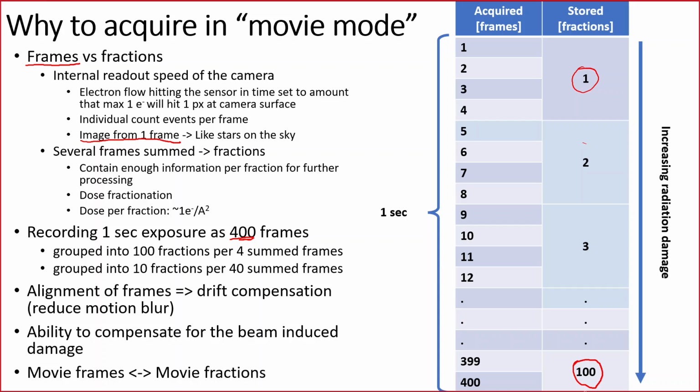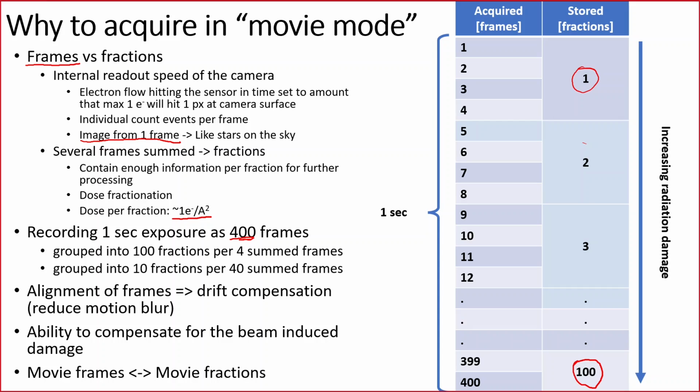This is really what we are doing, because the dose in every single fraction would be very small and would be unusable in the later process. Therefore, we are choosing a fractionation that will give us around 1 electron per square angstrom on our specimen. That's usually around 40, 50 fractions from a 5-second acquisition on K2.